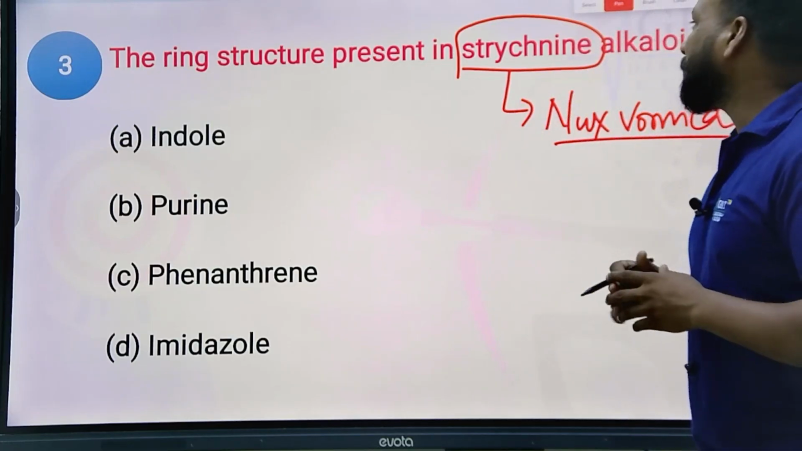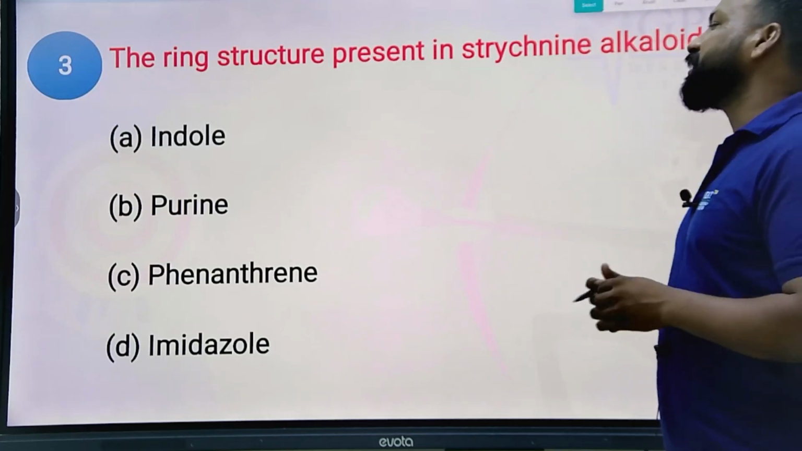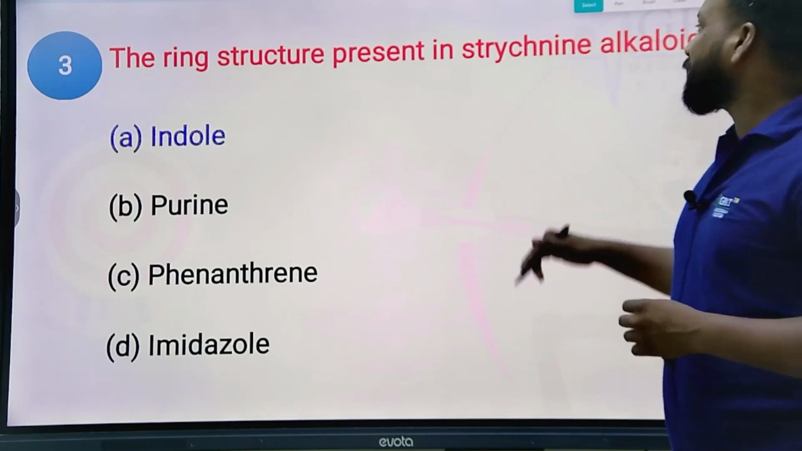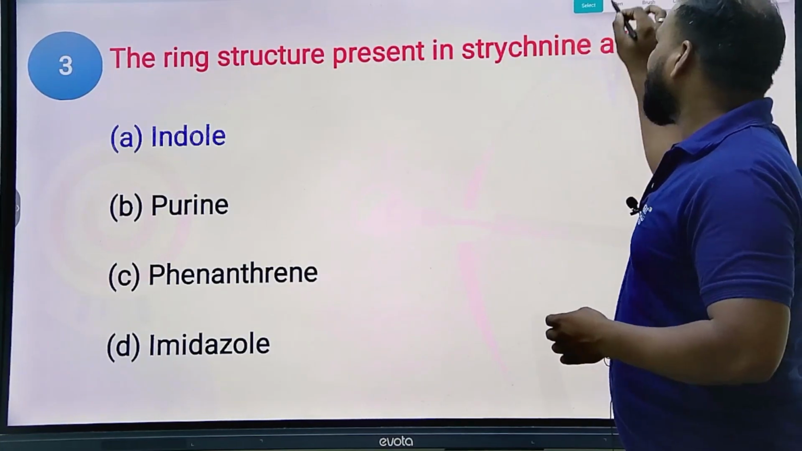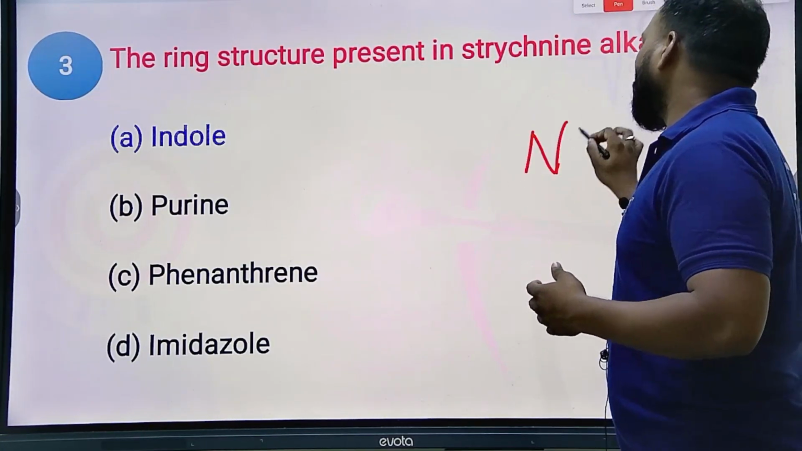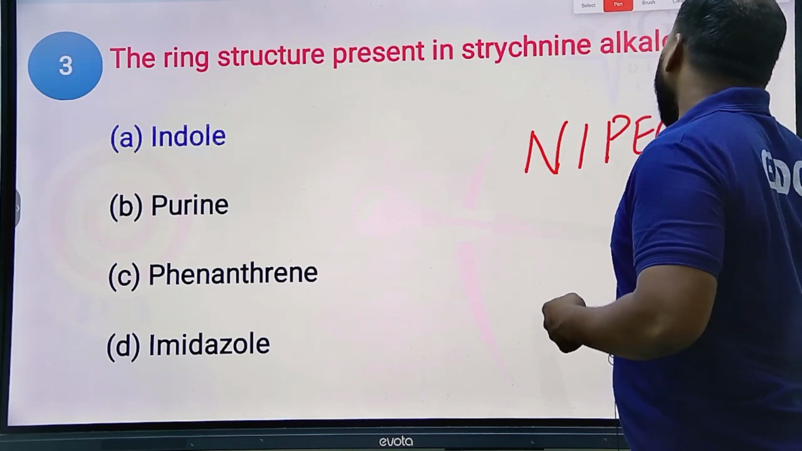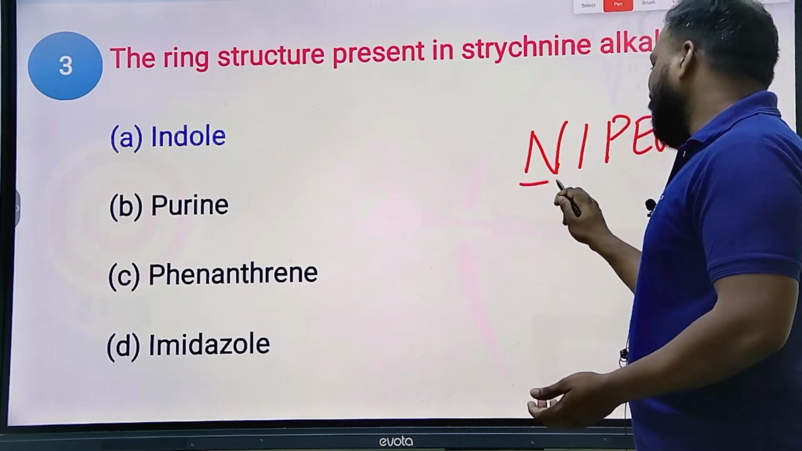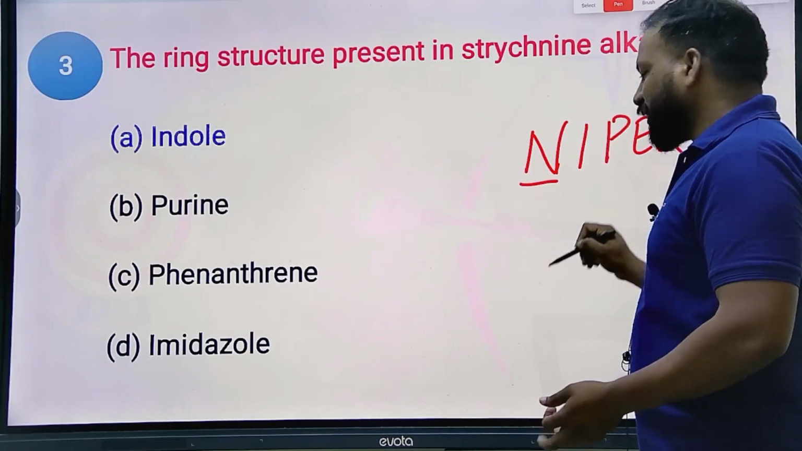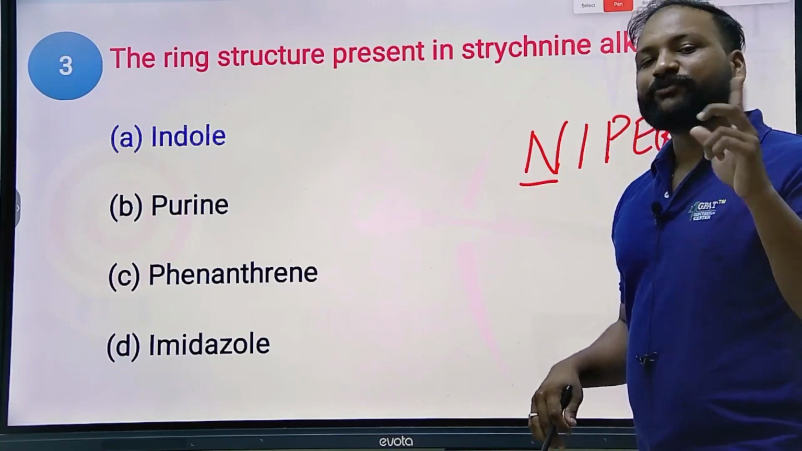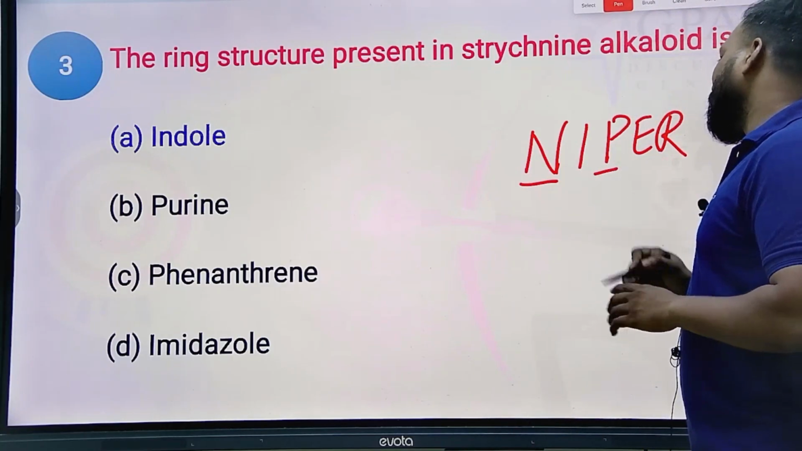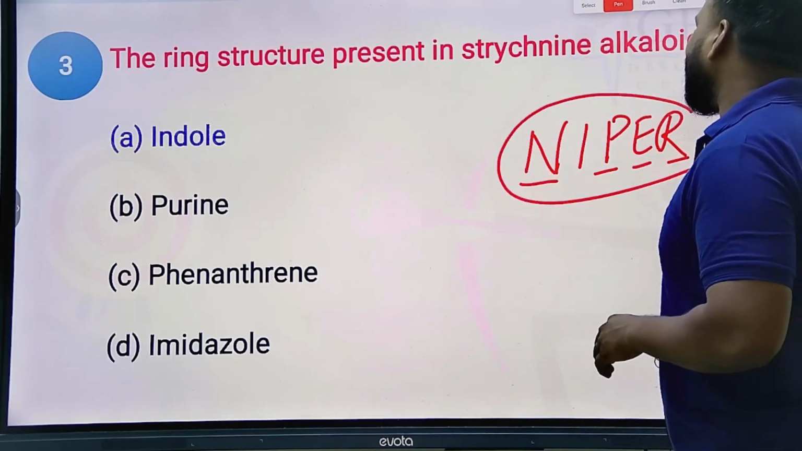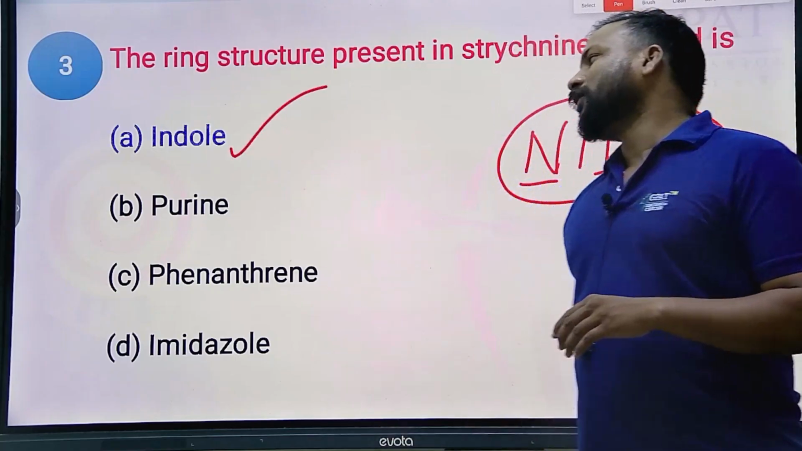Nux vomica belongs to which classification? Nux vomica belongs to the indole classification, or the indole nucleus is present. I'll give you one hint to remember the examples: remember the shortcut NIPER for the indole class. N stands for Nux vomica, I stands for Vinca, where Vinca contains I, P stands for Physostigma, A stands for ergot, and R stands for Rauwolfia. So in all these five species, we do contain indole alkaloids.